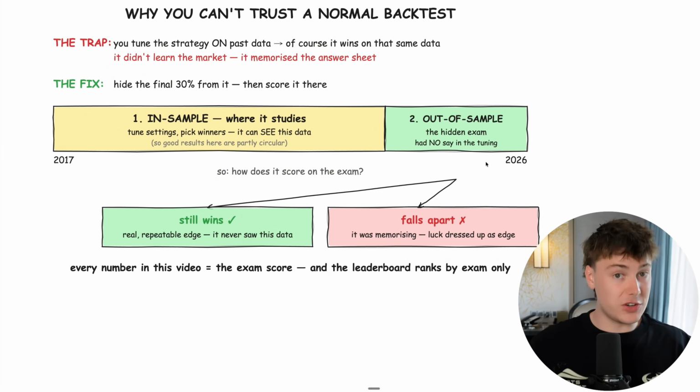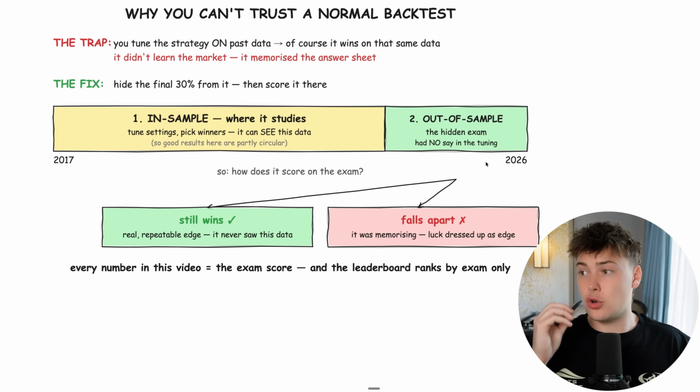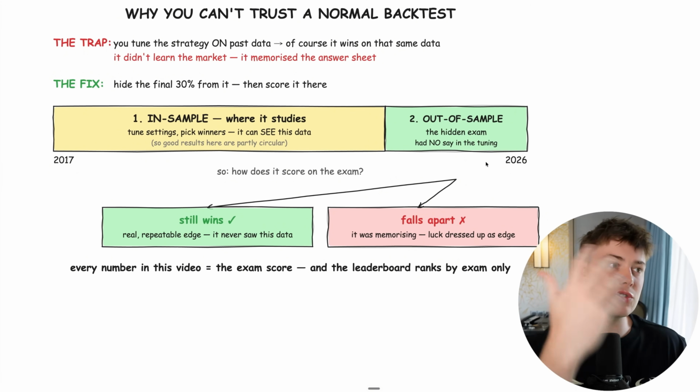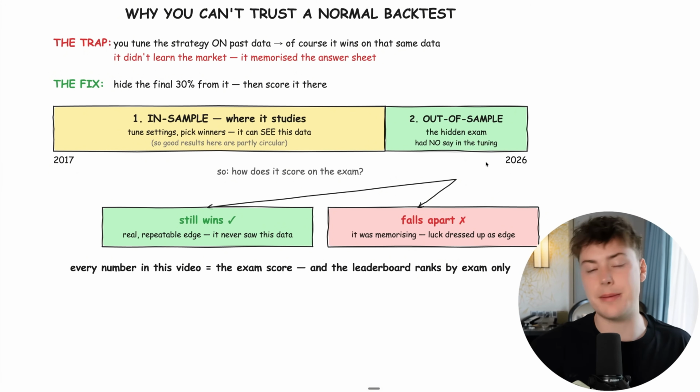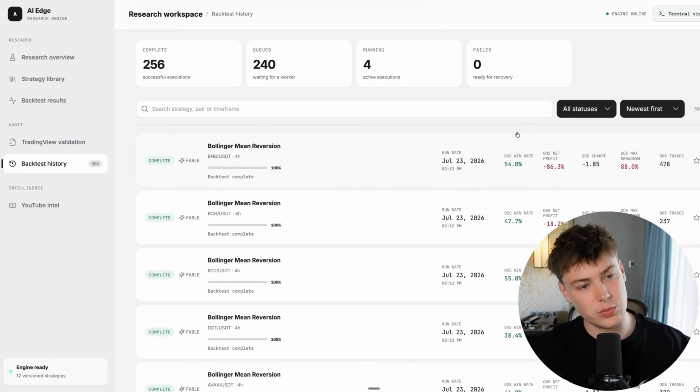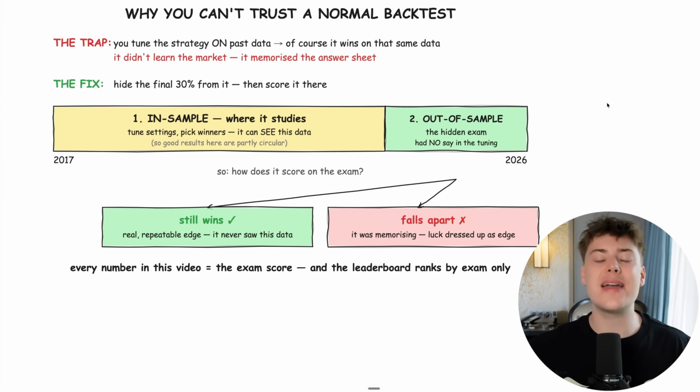Now, that doesn't mean it's the perfect strategy. You still need to critically examine it. There's lots of discretionary work that you still need to do. You need to look at the max drawdown. You need to look at the win rate. You need to look at the Sharpe ratio, and then you can work out why the strategy performed.